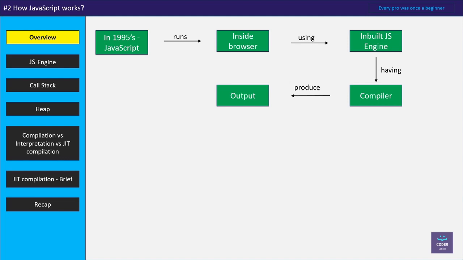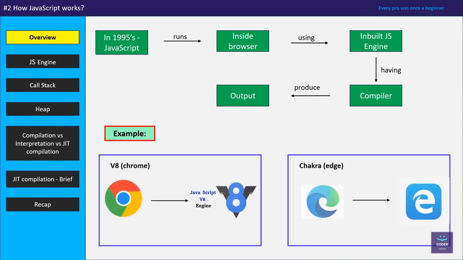In 95, JavaScript ran inside the browser using the inbuilt JavaScript engine. So don't get confused about what the engine is. Just imagine it's like a piece of code written inside the browser. We'll learn this more a little later. The inbuilt JavaScript engine has a compiler, so it will compile our JavaScript code and convert it into machine code, like zeros and ones, and it will produce the output. So like this, JavaScript works inside the browser.